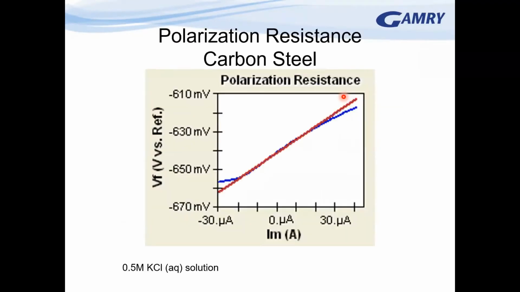So here's an example of a polarization resistance experiment, and we can see that in the region around where the current passes through zero, we have a linear response, and we can draw a straight line through that response to get the resistance, the polarization resistance for this sample.